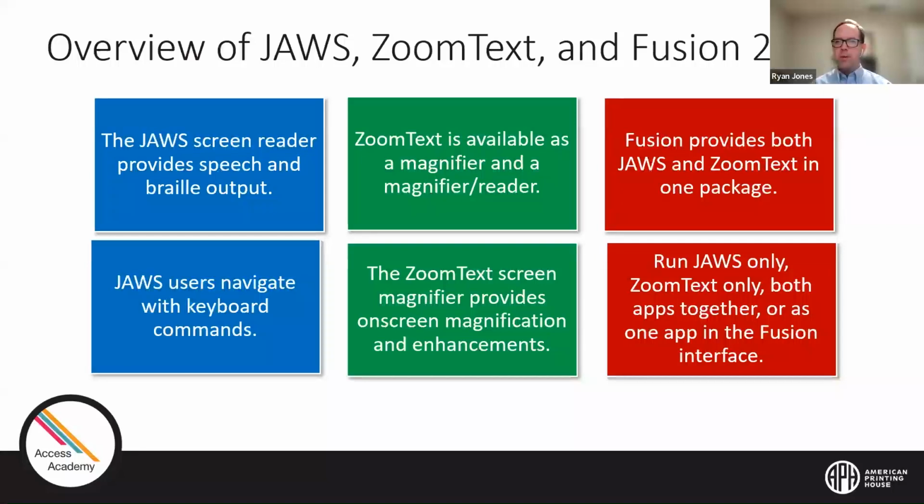So let's just talk briefly, as a general overview, about what the software products are and what type of user benefits most from them. If we think about JAWS, ZoomText, and Fusion, those are the three words we always use for our software.